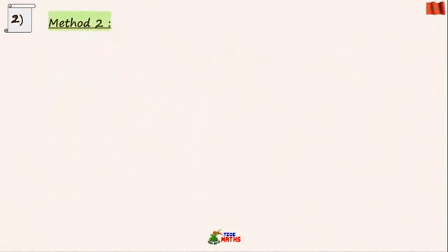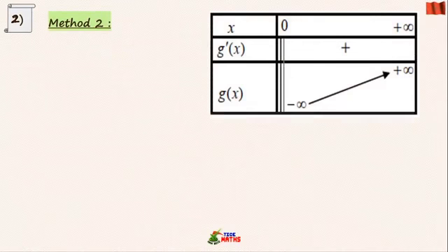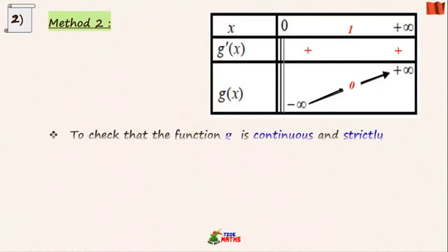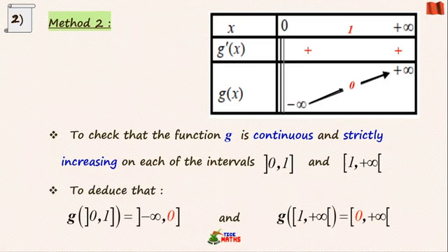The second method for question 2 consists of using the fact that g is continuous and strictly increasing on the interval 0,1. So we get g of 0,1 equals minus infinity 0. This means that all images on this interval are negative. We use the same technique for 1 plus infinity.